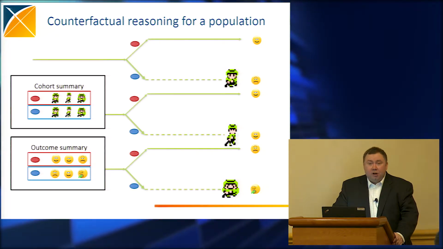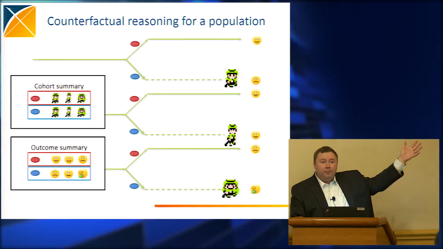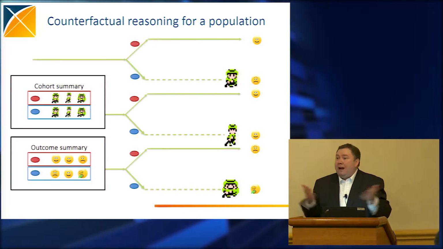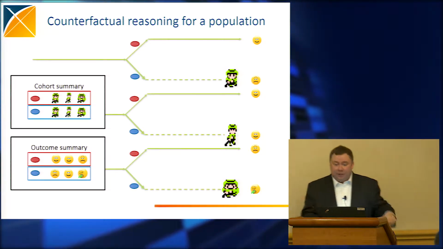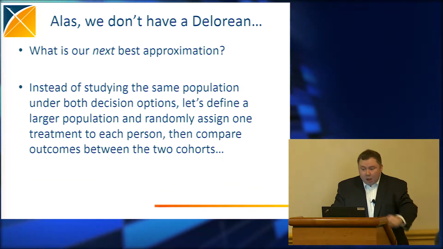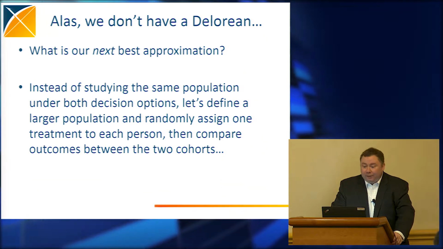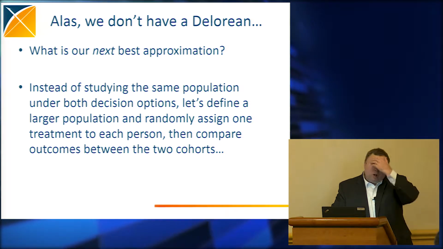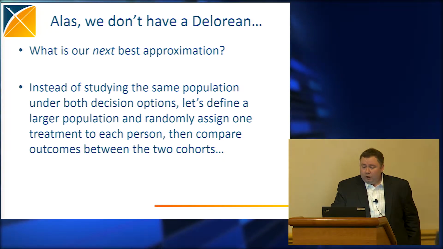And in that particular context, you would now have a cohort of red people, and the same people would be a cohort of blue people, and you'd just be able to compare the outcomes directly. That's what we would want to be able to do. But we don't have a DeLorean yet. So what is our next best approximation? What could we do given that we don't have a DeLorean?